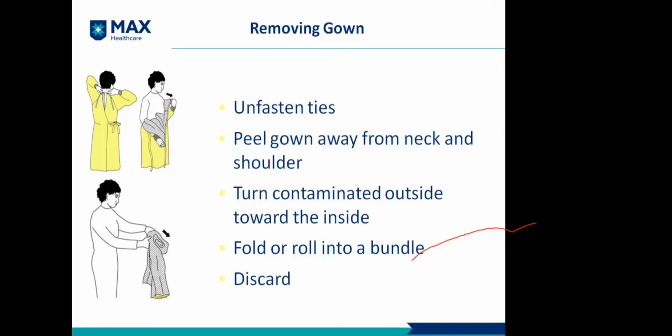As I told you in the first few slides, the outside is contaminated, the inside is clean. So whenever we are trying to peel away any gown, the inside is clean, so the aerosol production or the airborne infectious organisms do not spread over a larger area. So we keep on rolling our gown in such a way that the contaminated part remains inside. Turn the contaminated outside towards the inside. Now fold it into a roll, into a bundle, and again discard it into the yellow. So this is how removing the gown takes place.